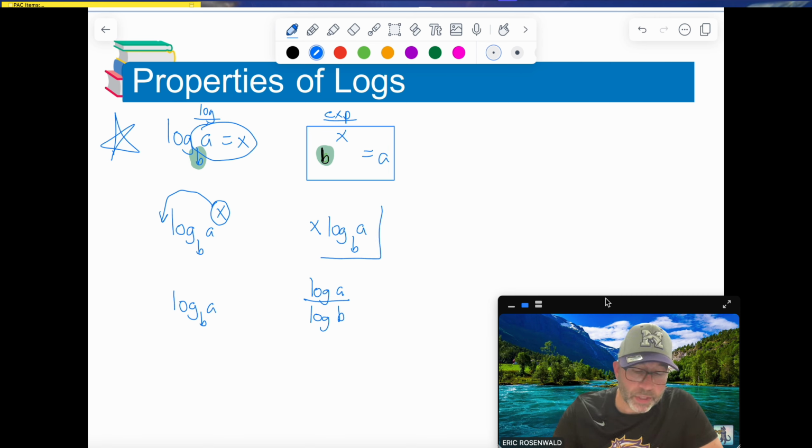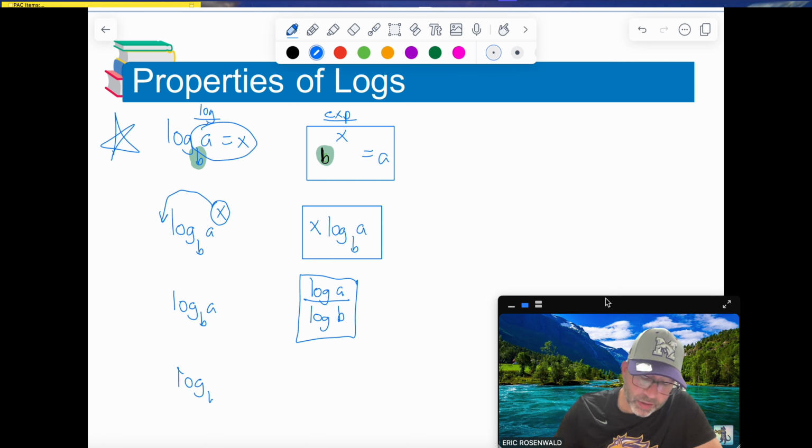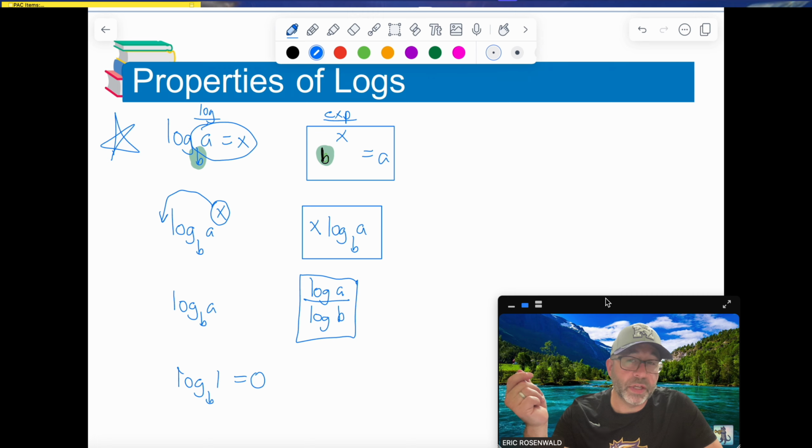Okay? We got this property here and this property here. We got 4 more that we're going to actually work through. Okay? Log base b of 1. The rule for this one is that it's just going to equal 0. Why is that? That actually piggybacks off of that very first rule that we just did, the log base b of a. Look at what happens and why this actually takes place. That log base anything of 1, it's always going to equal 0.